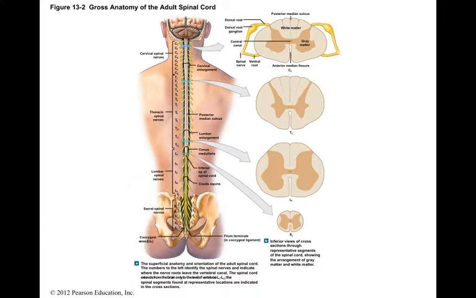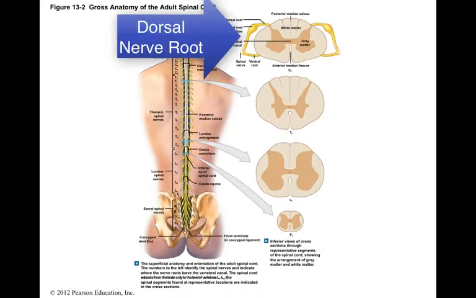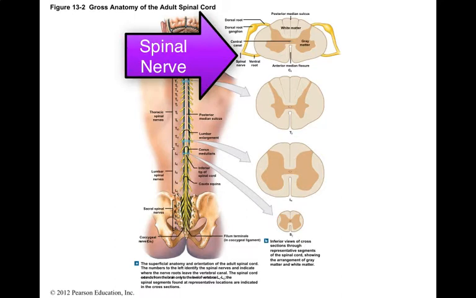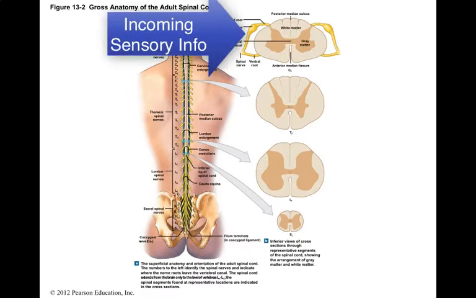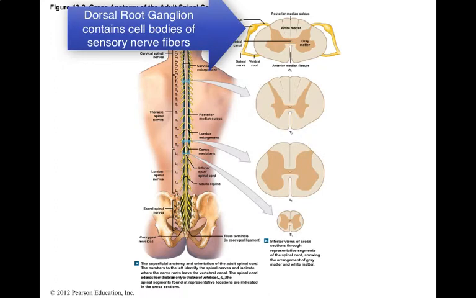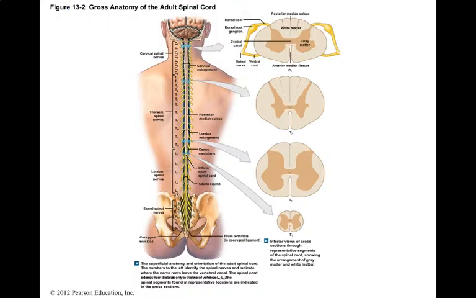Every spinal segment is associated with a pair of dorsal nerve roots and ventral nerve roots. The dorsal root and the ventral root will merge to form the spinal nerve just lateral to the intervertebral foramen. The dorsal nerve root carries sensory nerve fibers and the ventral nerve root carries motor nerve fibers. The cell bodies of the dorsal nerve root are clustered in the dorsal root ganglion. The dorsal root ganglion is located between the pedicles of the adjacent vertebrae.